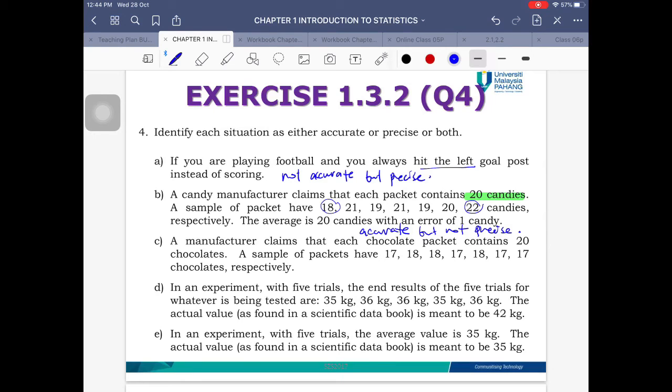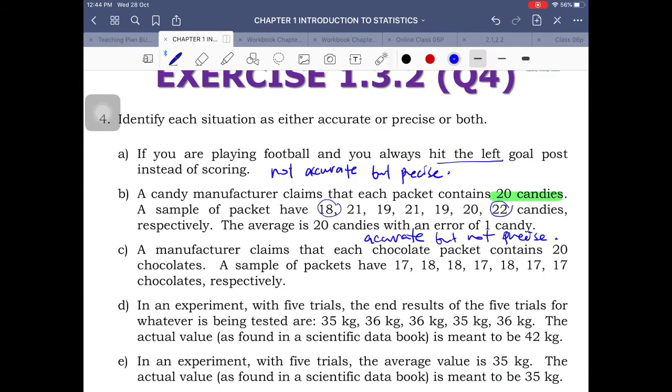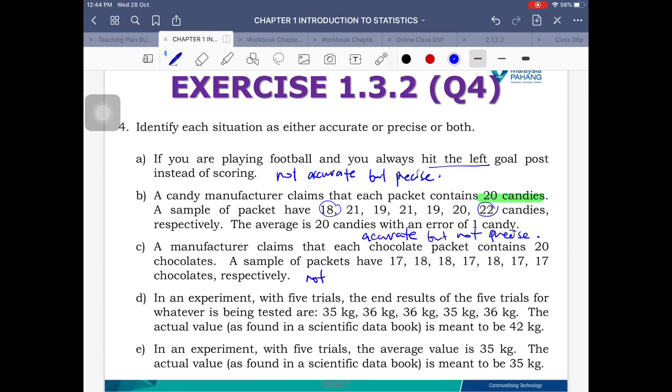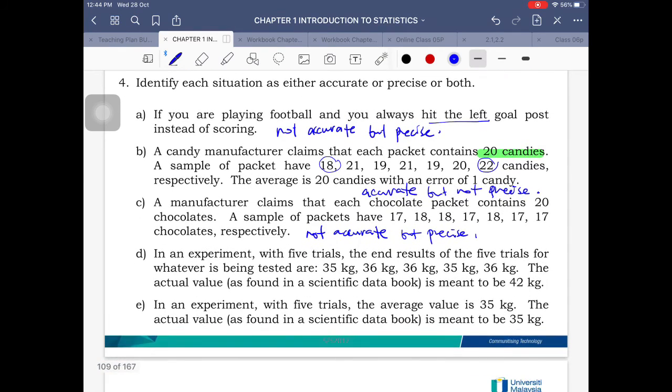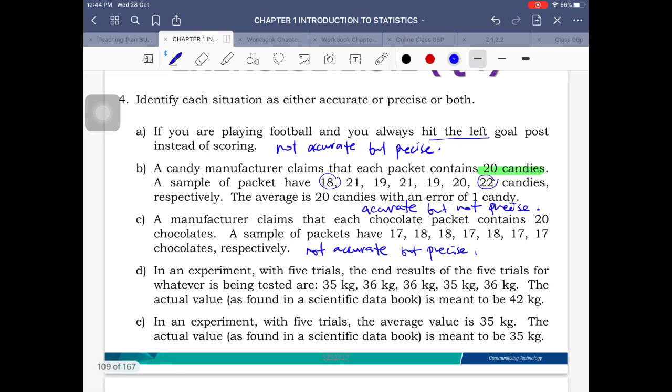So I would say it's accurate, but it is not precise. For C, a manufacturer claims that a chocolate packet contains 20 chocolates. A sample of packets have 17, 18, 18, 17, 18, 17, 17. You know what, this is a very bad manufacturer. None of them is close to being 20. So this is definitely not accurate. He should start thinking of buying a new machine. That is one crappy machine. But is it precise? Yes, it is super precise, because the data is just either 17 or 18.